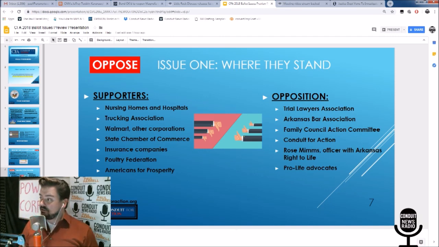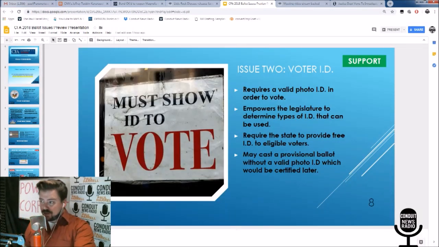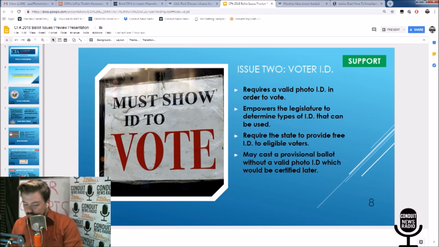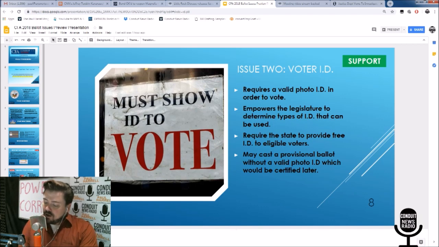Now, going down the ballot this November, you'll make your decision on issue 1, and then you're going to go to issue number 2. Issue number 2 is voter ID. It will require a valid photo ID in order to vote. It will empower the legislature to determine which types of ID can be used. It will require the state to provide free ID to eligible voters. And you may cast a provisional ballot without a valid photo ID, which would be certified later after some sort of identification is produced. Now, this is really, really good.